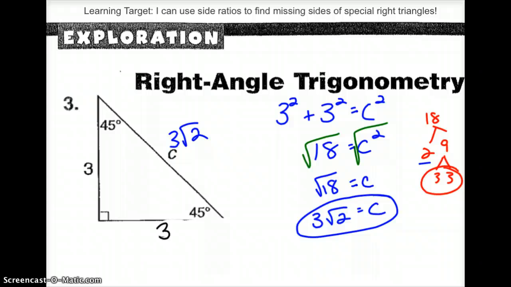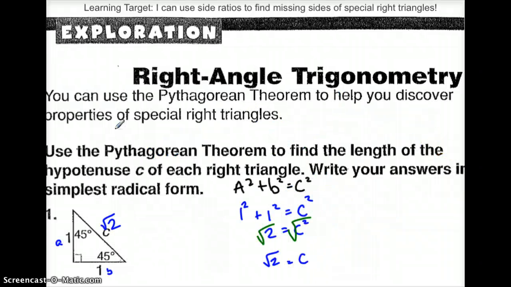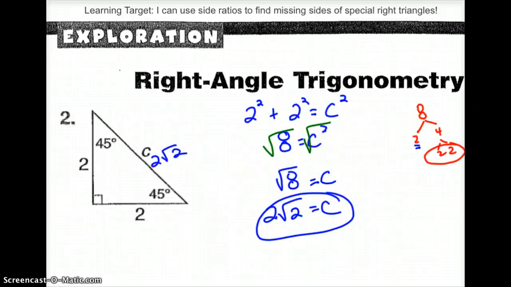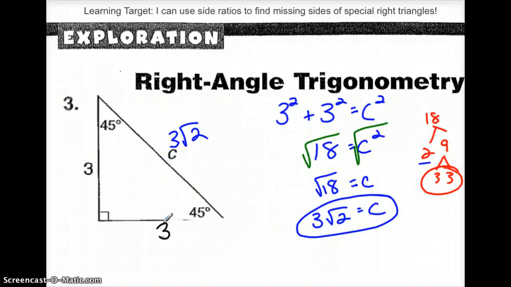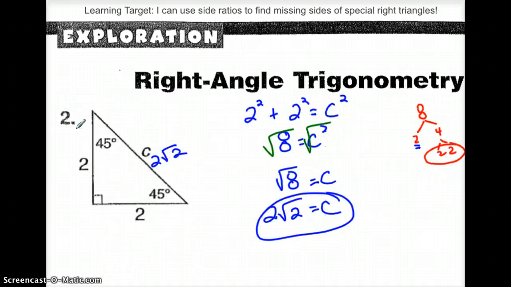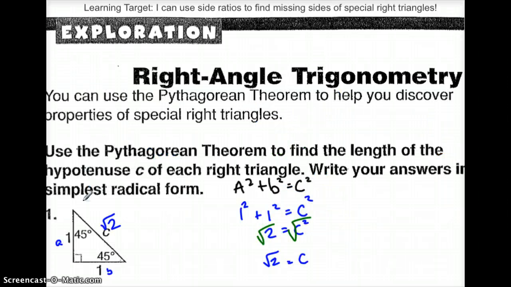Two things I notice. First of all, each of them had a radical 2 in the answer. But then also, notice the side measure. The side legs are 3 here. What's the number outside? The side measures are 2 here. What's the number outside? The side measures are 1. What's the number understood to be outside?